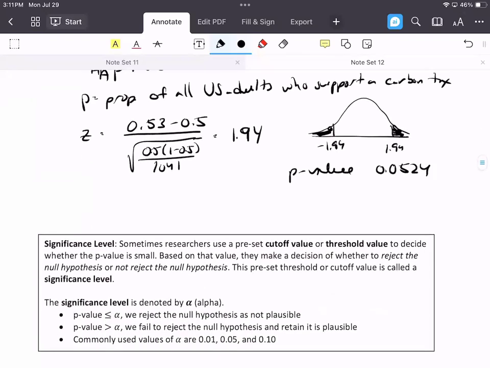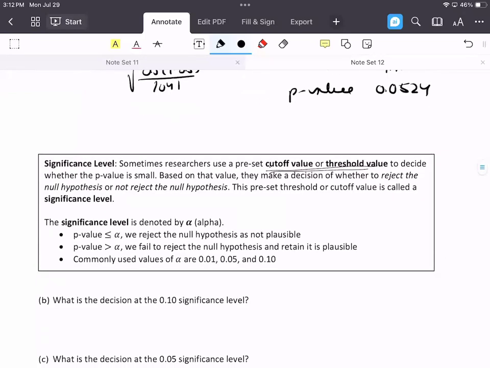Now, a new idea. We're going to stop there and look at significance levels. Sometimes researchers use a preset cutoff value or threshold value, either wording is fine, to decide whether the p-value is small. Based on that value, they make a decision whether to reject the null or not reject the null hypothesis. This preset threshold or cutoff value is called the significance level. They're going to have a good reason for which significance level they set, and they will do that before they do any testing, before they take any sampling, anything. So the significance level is denoted by alpha.